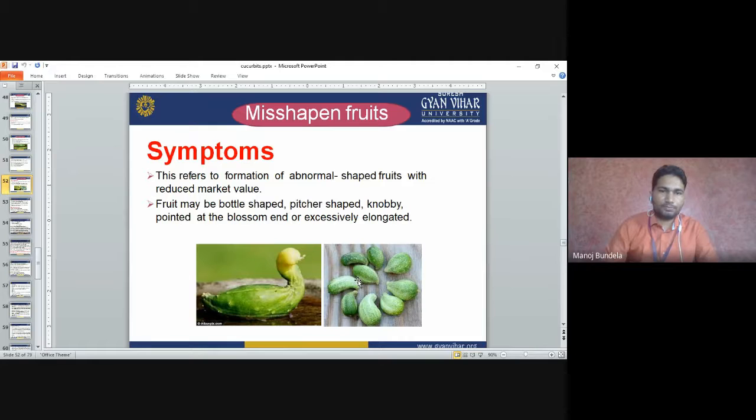Misshapen fruits. This refers to the formation of abnormally shaped fruits with reduced market value. The fruits are abnormal and it will reduce the market value. Fruits may be bottle-shaped, peach-shaped, knobby-pointed at the blossom end, or excessively elongated. So the shape of the fruits will be changed. It does not look like the normal fruits.